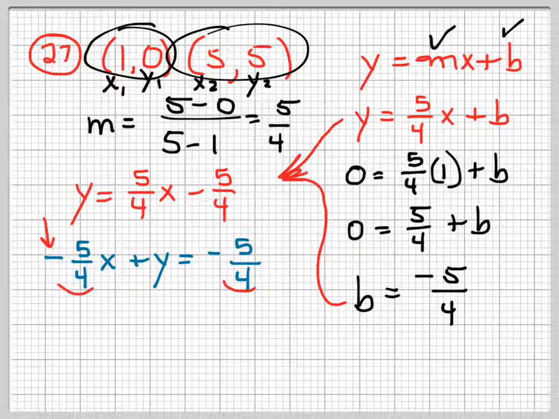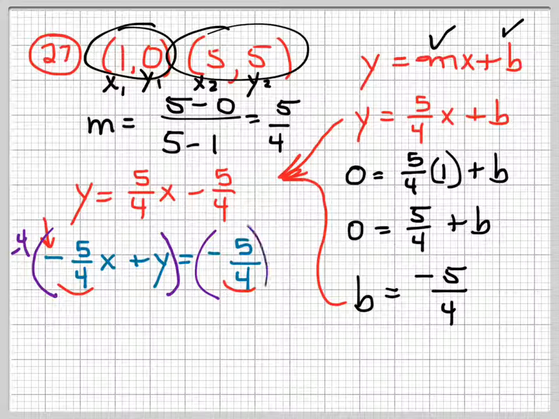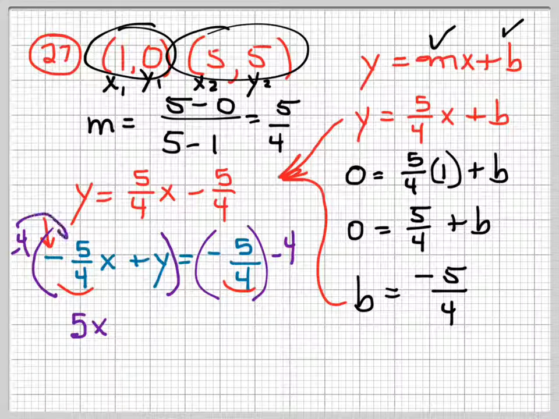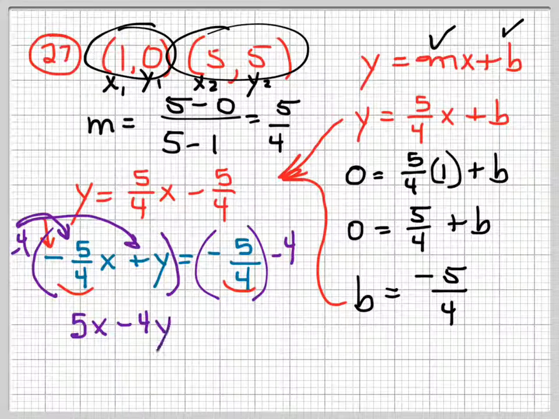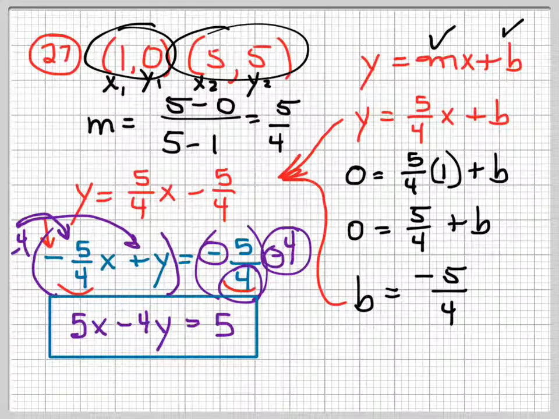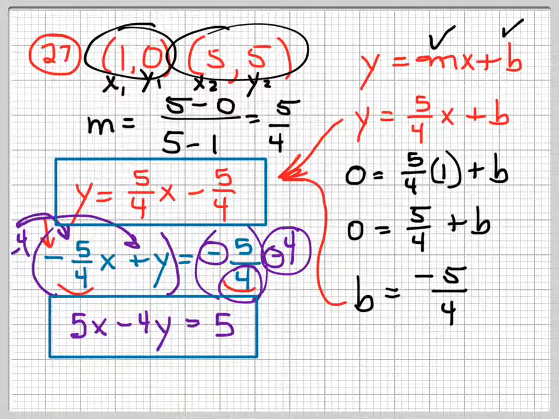So we're just going to remedy that. We're going to multiply by a -4 on both sides. What that does is changes this to a positive and the 4's cancel, so you get 5x. When you multiply there, you distribute, you get negative 4y equals, and this negative 4 and that 4 will cancel, and two negatives make a positive. So in standard form, 5x minus 4y equals 5. In slope-intercept form, it'd be that with all the fractions.